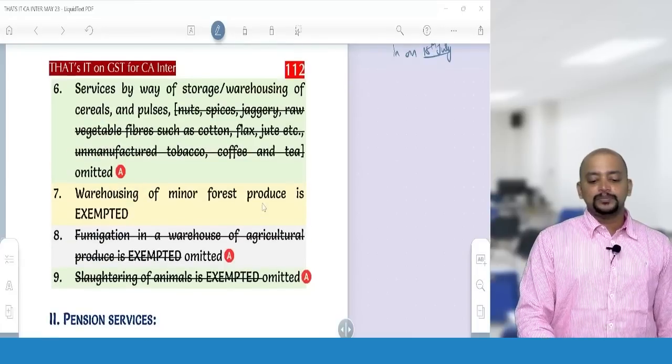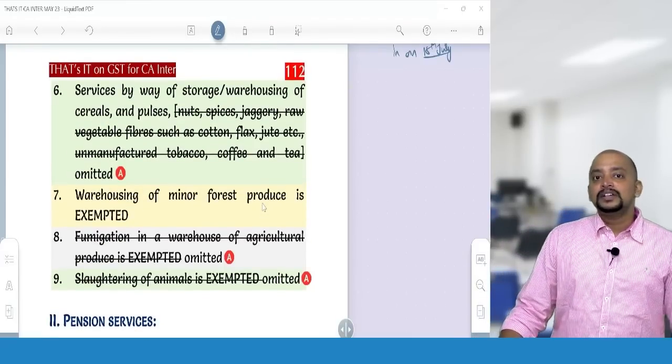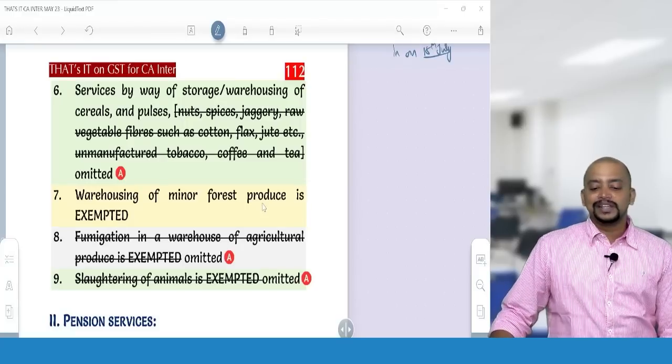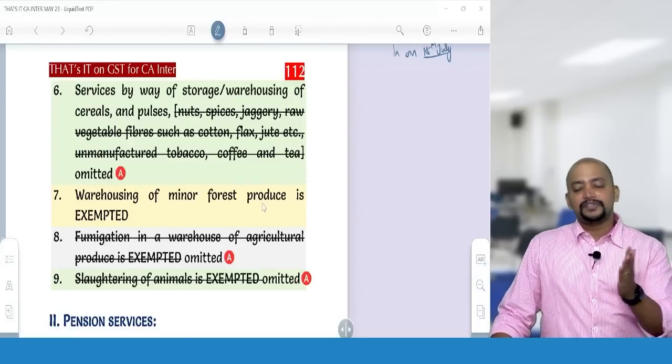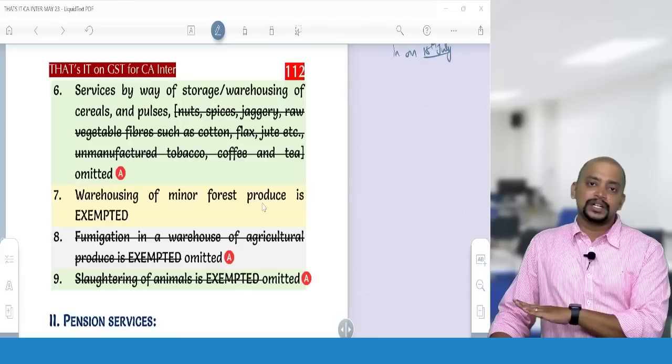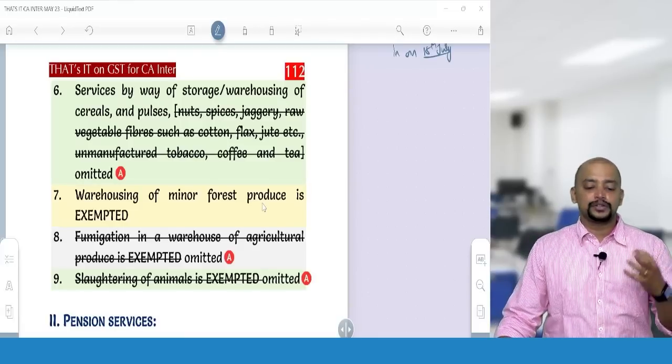Then next, point number 6. Services by way of storage or warehousing of goods. A lot of goods were there, but now everything is omitted. Only cereals and pulses is exempted. A lot of other goods previously were exempted, now that is omitted. So service by way of storage or warehousing of cereals and pulses is only exempted.